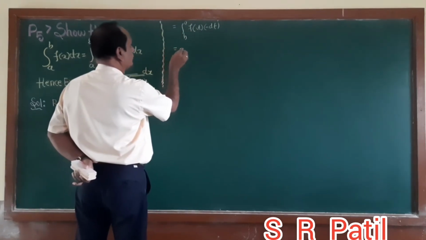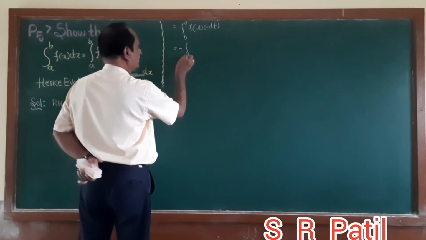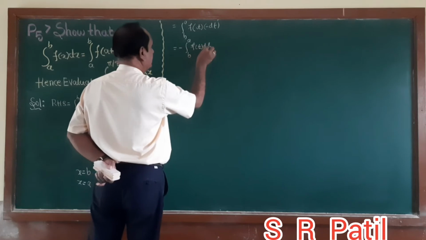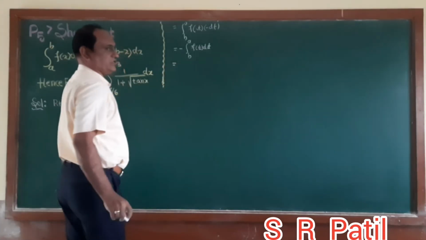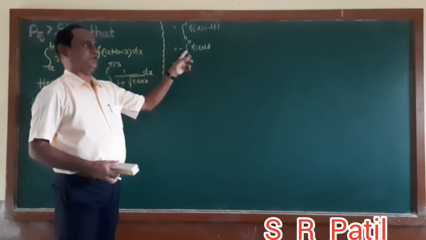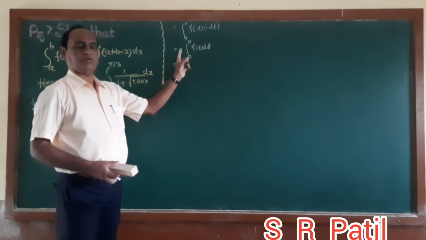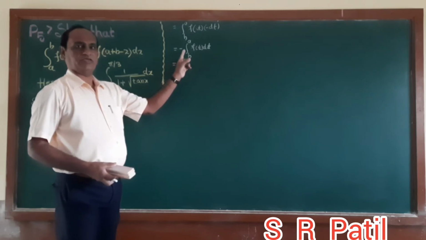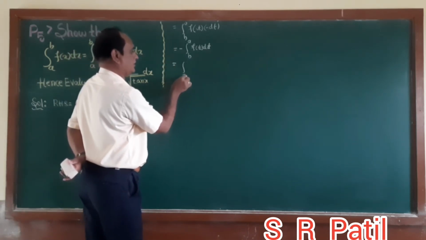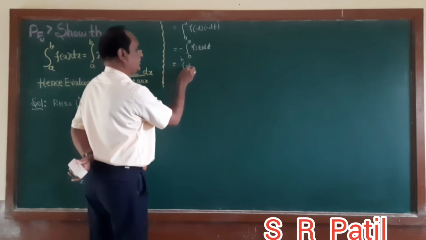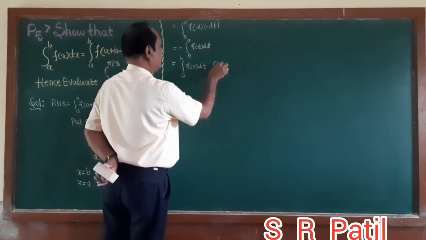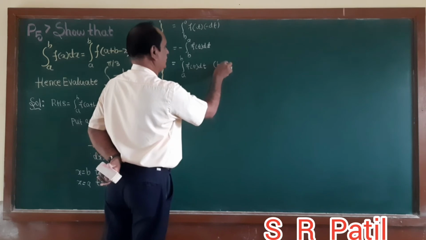So this is equal to minus the integral from b to a of f of t dt. Then again, to interchange the upper and lower limits, the sign of the integration changes from plus to minus or minus to plus. It is already minus, so changing it gives plus. The integral from a to b of f of t dt, so that is by property number P2.